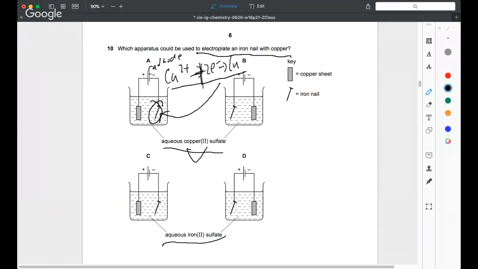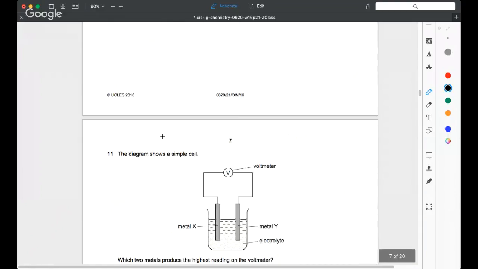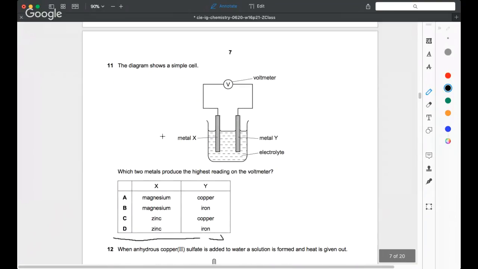The electron is placed near the cathode, and the copper is placed near the anode. So the right answer for that is A. Okay. Next question. Which two metals have the highest rating?